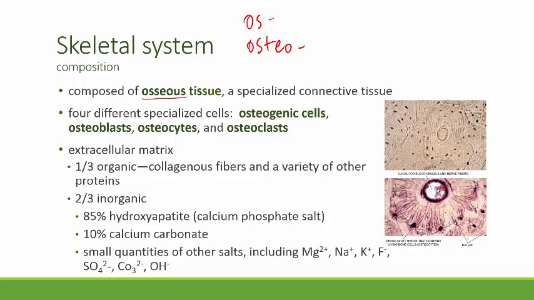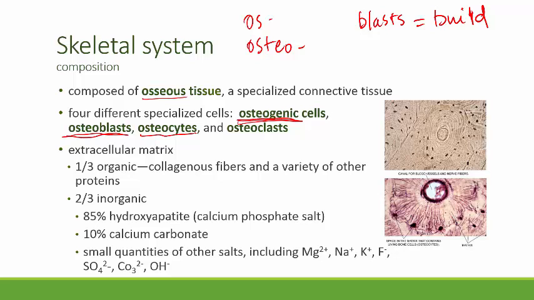There are 4 different kinds of specialized cells that we see in the skeletal system. Osteogenic cells, these are the stem cells that produce osteoblasts. There are osteoblasts, and one way that I remember what their function is that blasts build.